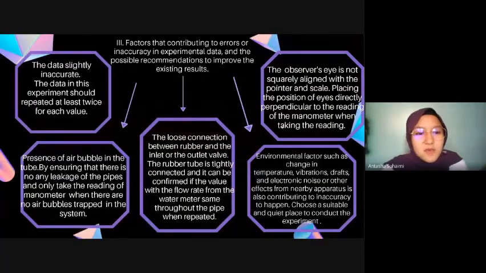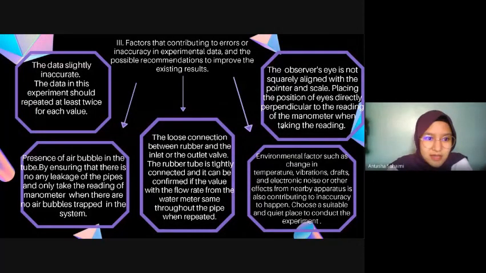Okay, so this is the last one. The factors contributing to errors or inaccuracy in experimental data. There are a few factors that cause the inaccuracy of this experiment. The first one is the data is slightly inaccurate. So in this experiment, we should repeat at least twice for each value.